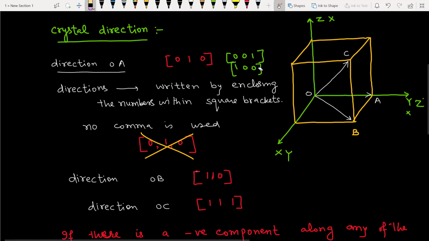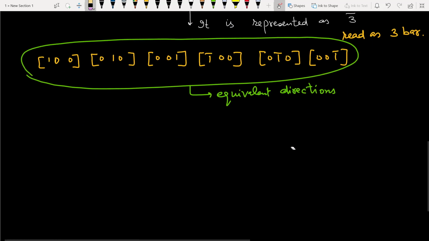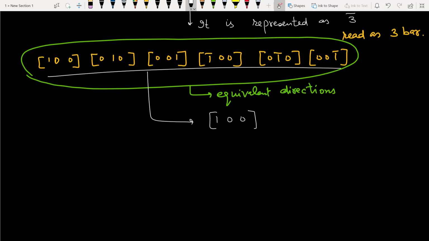So who has marked the axes? Who has selected the axes? We can select the axes in any of the ways. So there is no change in direction that way. So all those directions are called equivalent directions. So this is the beauty of Miller indices. So all these directions are simply written as 1 0 0. So the 1 0 0 direction represents all these 6 directions. They are the same.